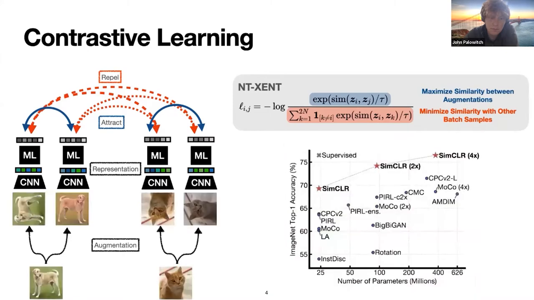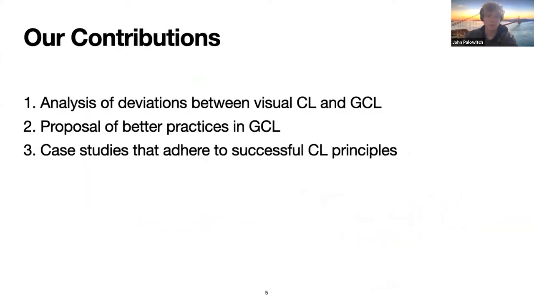Notably, VCL has achieved considerable success in visual representation learning and can even surpass the performance of supervised models on various vision tasks. This has led to a spur of research into the properties that make VCL successful. Our paper is motivated by such works, and we conduct an analysis into how GCL deviates from these principles of VCL. We then propose better practices based on our analysis. And finally, we incorporate these better practices into two case studies that also adhere to these successful principles of VCL. We begin by discussing the properties and principles found to be important to the success of VCL.